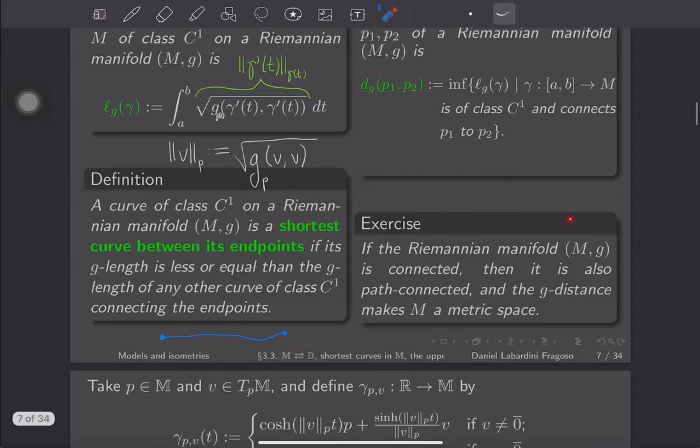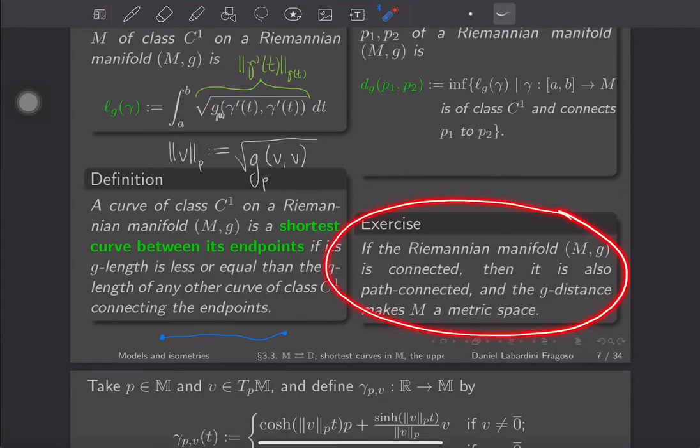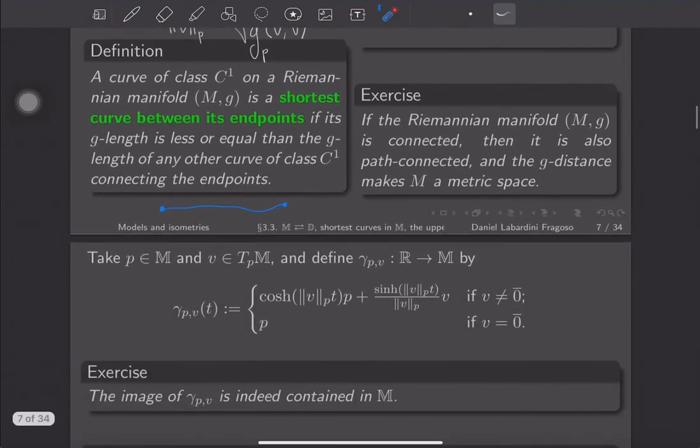Again, if it's too abstract for you to think in terms of a general Riemannian manifold, then just think about the hyperboloid or the Poincare disk. That suffices for me.